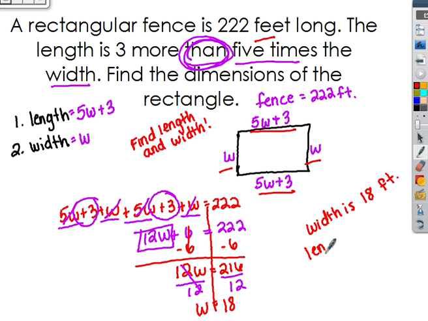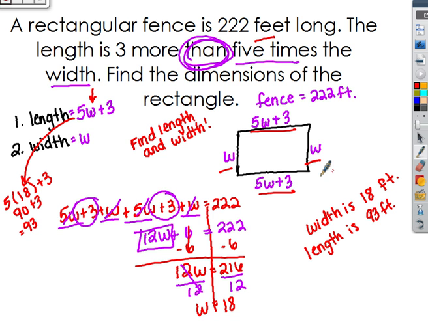The length I need to find. Well, I know that the length is 5 times W plus 3. Well, W is 18. So over here to the side, I'm going to do 5 times 18, plus 3. This is 90. So it's 93. The length is 93 feet. And you can always go back and check all these answers. For example, if this is 93 and this is 18, then this would be 93 and this would be 18. If I add them all up, I do get 222.